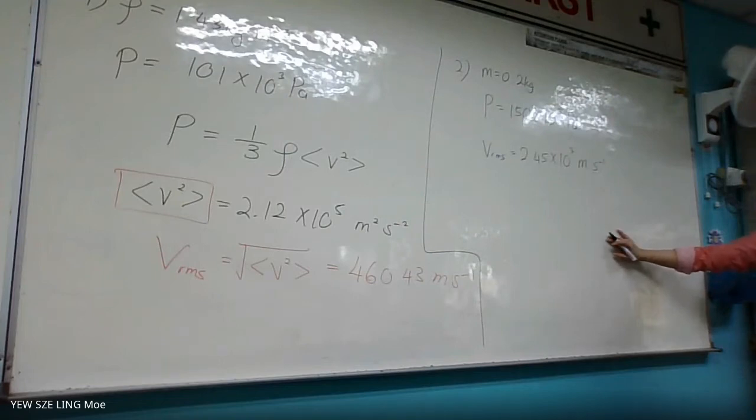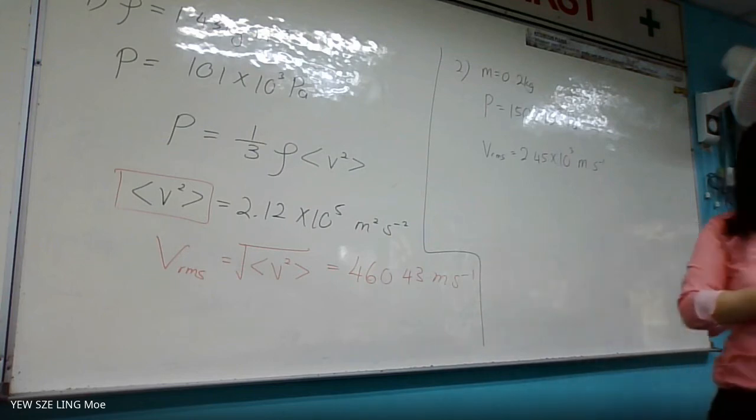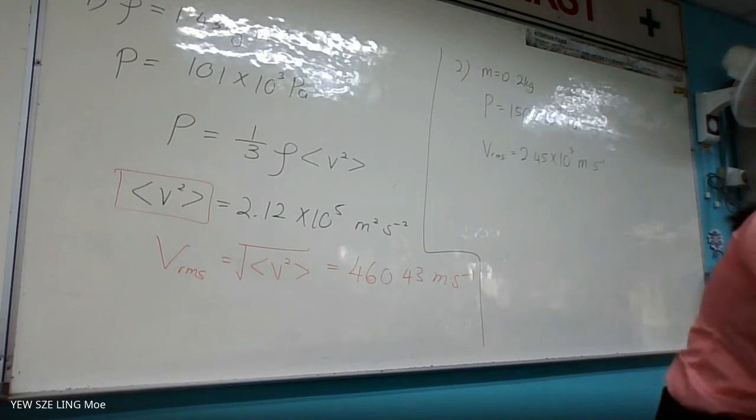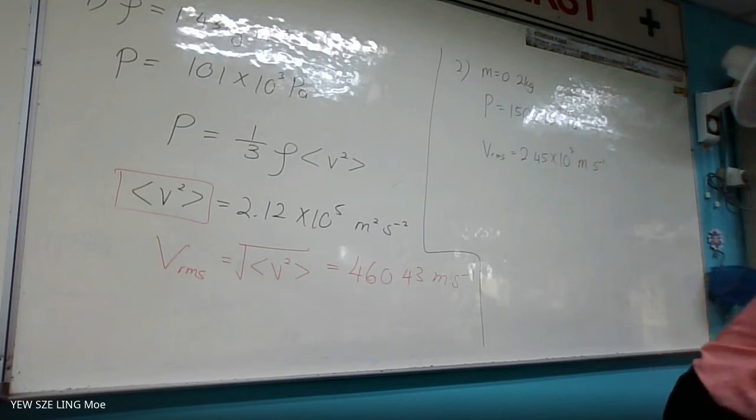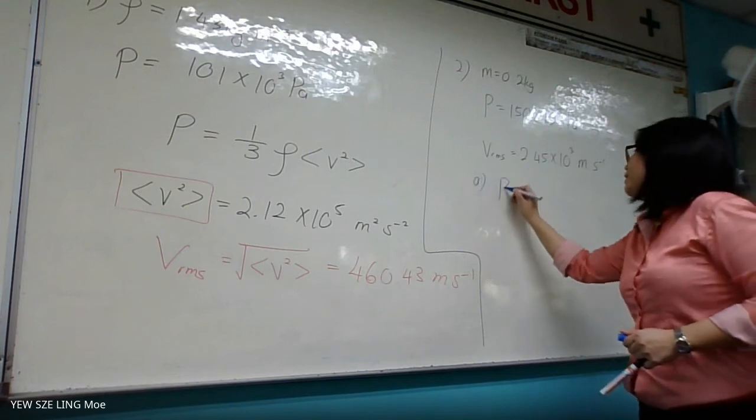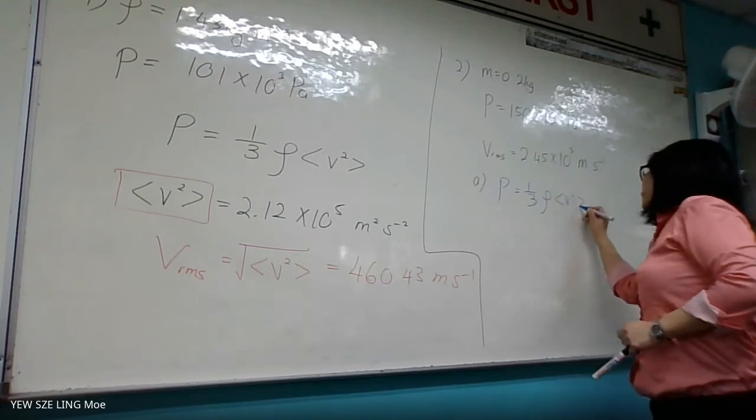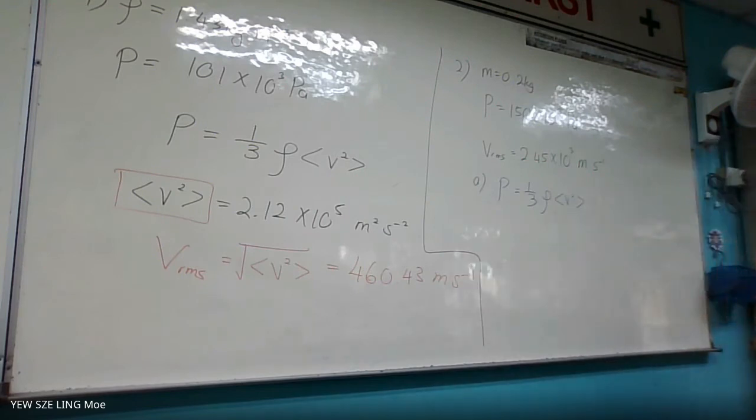Question A asks you to determine the volume of the gas. If you want to apply the equation PV equals 1 over 3 N m v squared, it seems like we don't have enough information, right? So the equation that we can use here for question A is P equals 1 over 3 rho v squared. This is the equation that we're going to use.